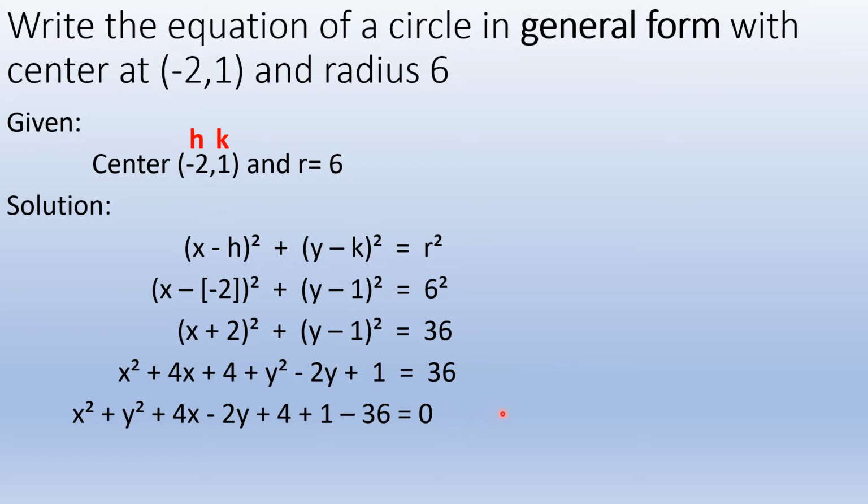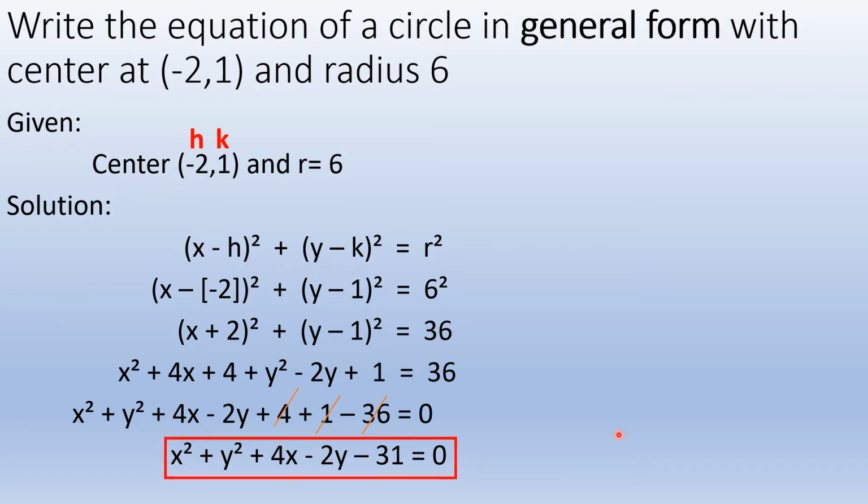Inequate natin sa 0. So, we have now x squared plus y squared plus 4x minus 2y minus 31. Saan galing yung negative 31? Dito yan, 4 plus 1 minus 36 equals negative 31, equals 0. Therefore, the general form of the equation of the circle is x squared plus y squared plus 4x minus 2y minus 31 equals 0.